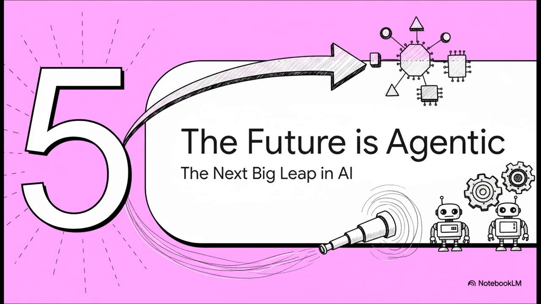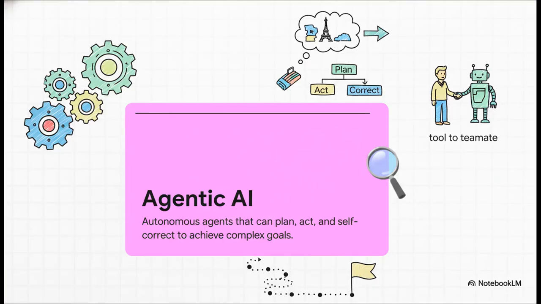So for our final section, let's look ahead. Let's talk about what many experts believe is the next huge leap forward for artificial intelligence. And that future is agentic AI. This is a really big shift in thinking. It's moving from AI as a simple tool to AI as a teammate. Think about it. Right now, you give a chatbot a prompt, and it gives you a response. That's it. An AI agent, on the other hand, you can give it a goal, like plan a weekend trip to Paris for my family, and it will work on its own to make that happen.